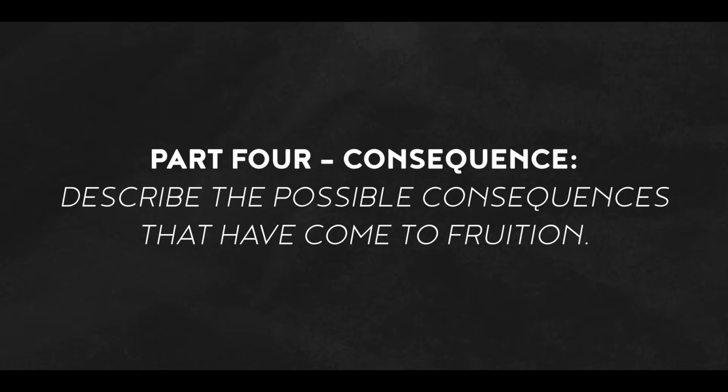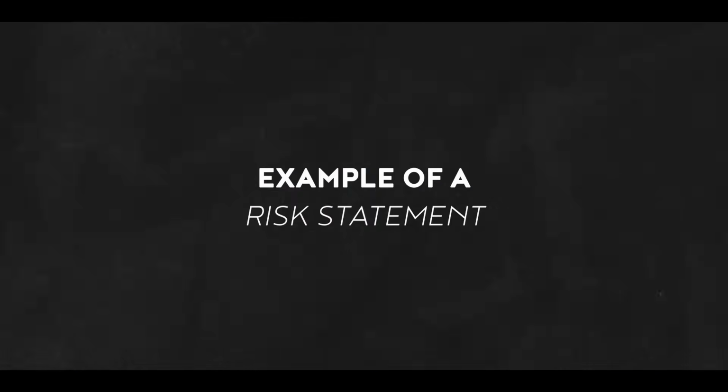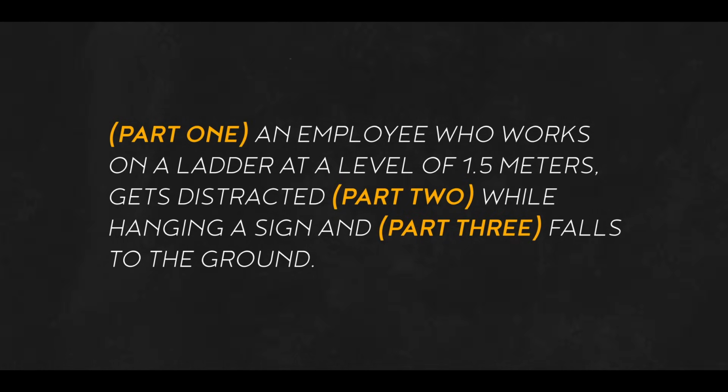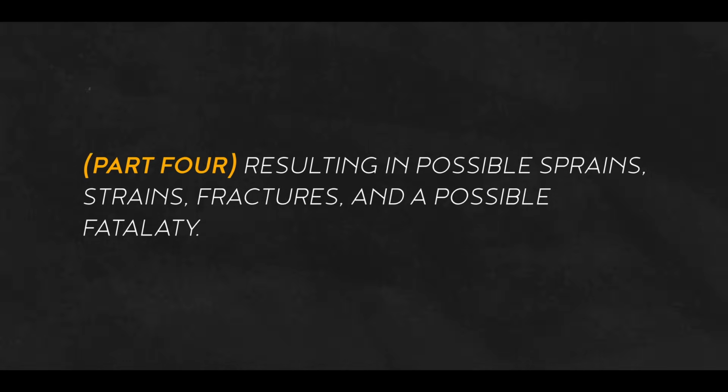And finally, part 4, or the last part of your risk statement, will give a description of the possible consequences that have come to fruition or may come to fruition once you've made contact with the hazard. Possible consequences can include first, second, or third degree burns, lacerations, fractures, and even death. An example of such a risk description could be an employee who works on a ladder at a level of 1.5 meters, who gets distracted and falls to the ground, resulting in possible sprains, strains, fractures, and possible death.